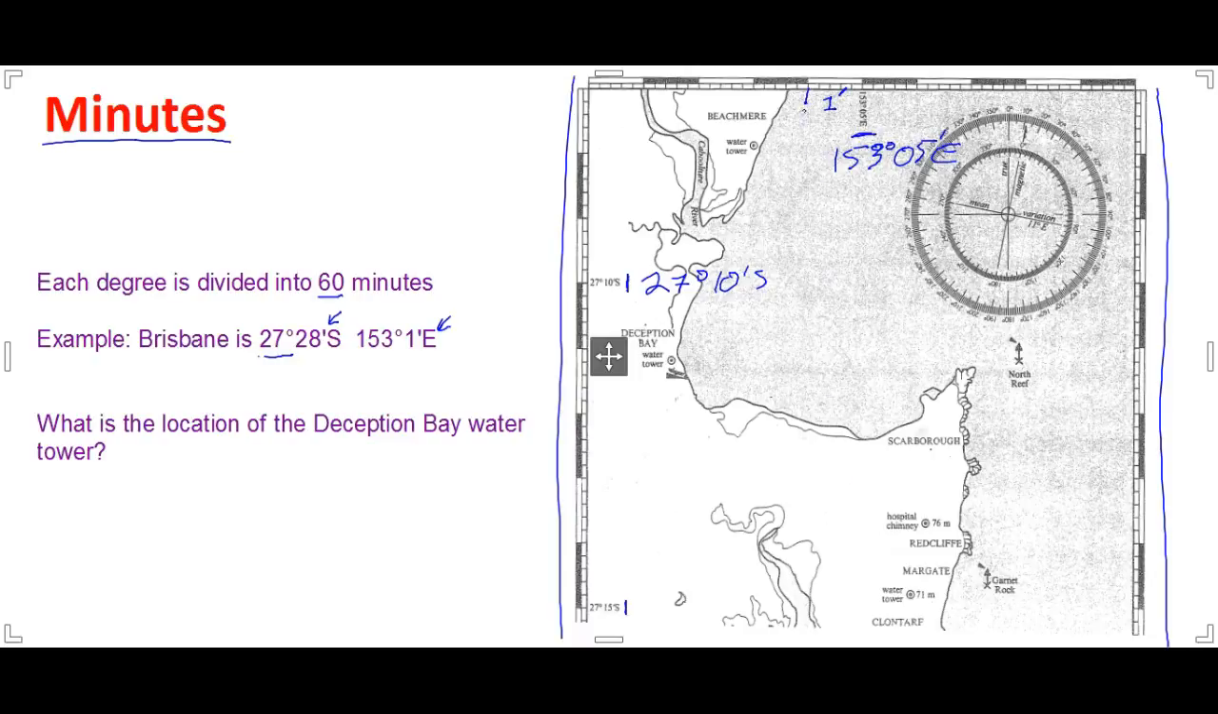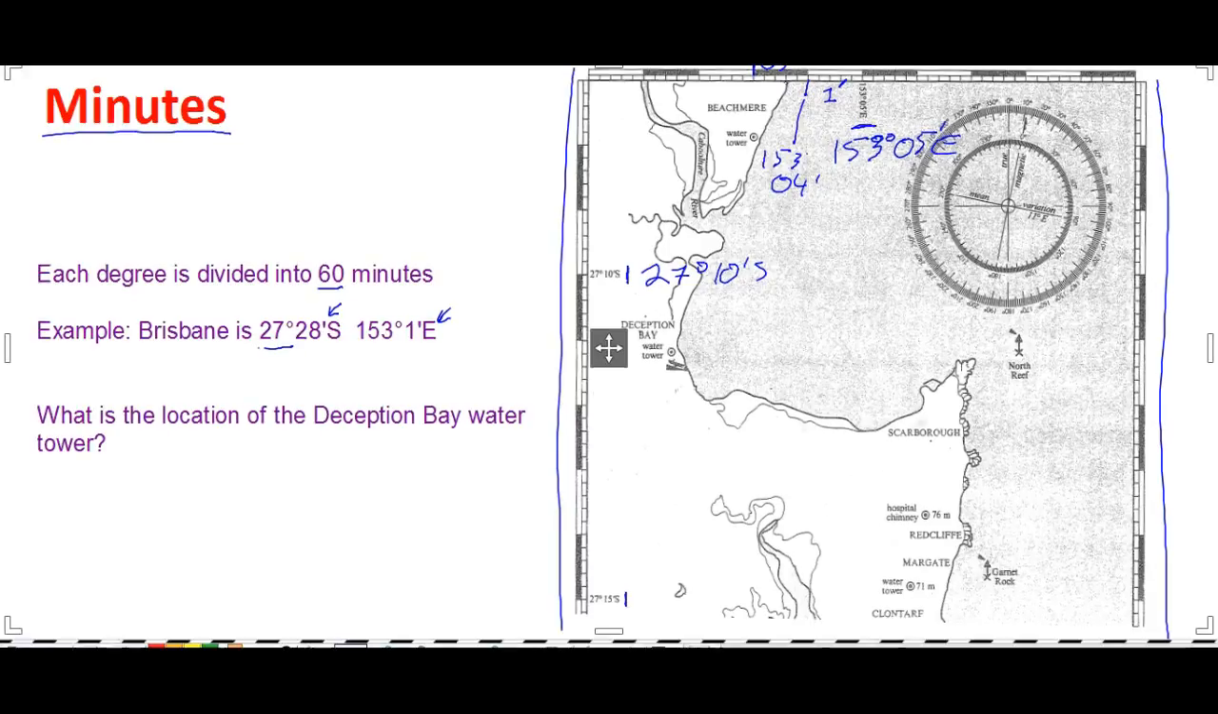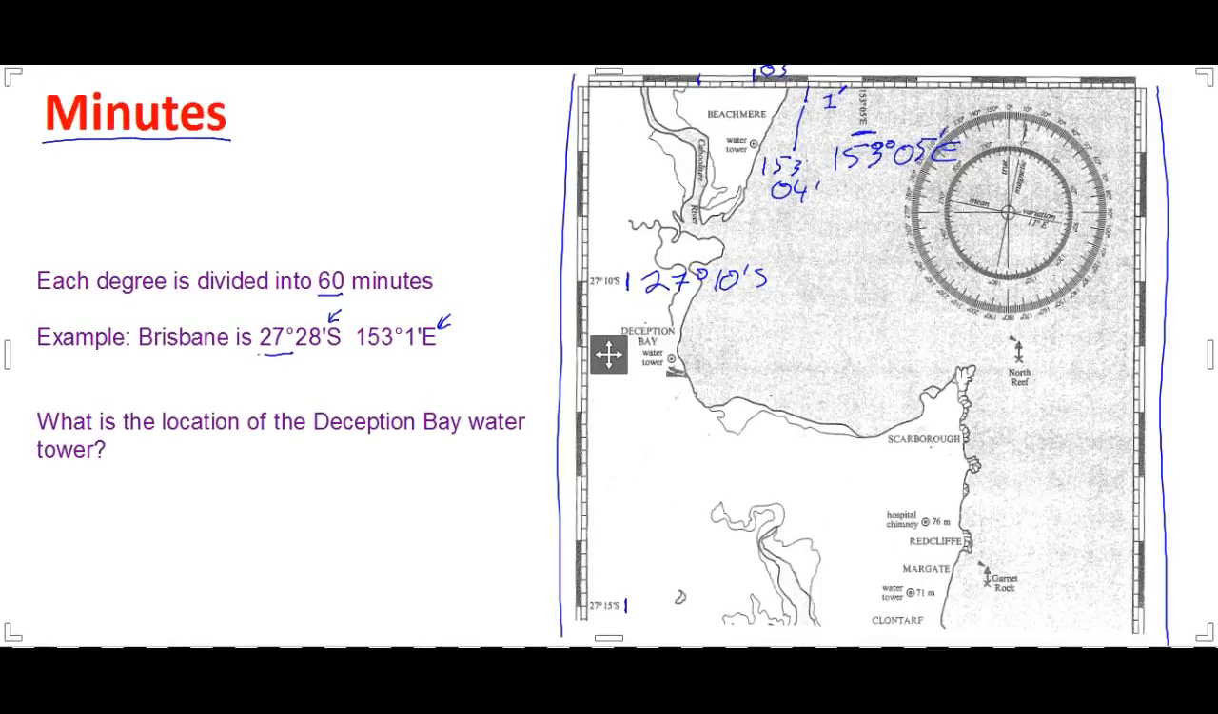Now, so that makes here 153 degrees and 4 minutes. That makes here 3 minutes. Makes here 2 minutes. And here 1 minute. Okay, and then here is 153 degrees and 0 minutes.